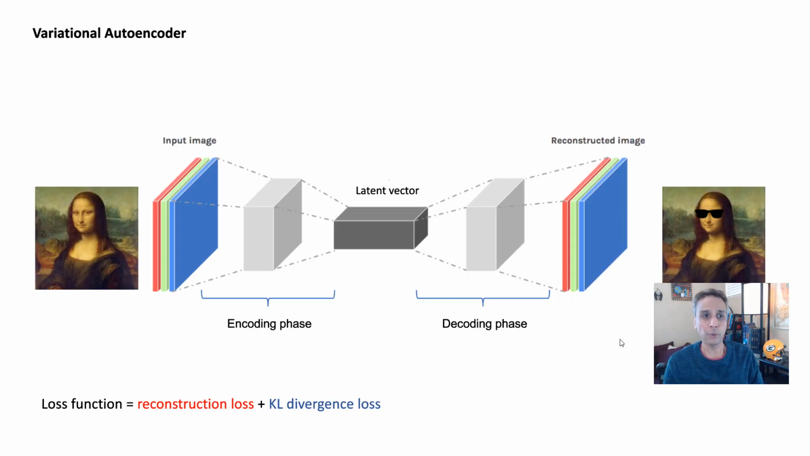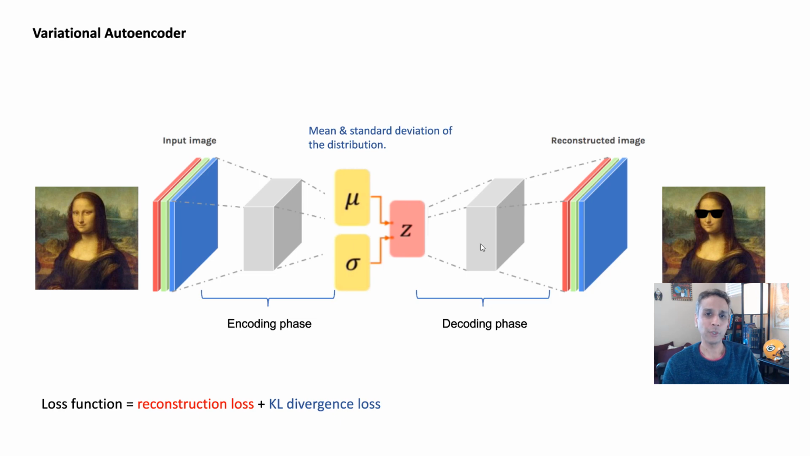An autoencoder is where you have an input image and an output image. In this case, I added sunglasses to Mona Lisa because we are varying Mona Lisa by adding information about sunglasses. The application we're going to do today is not that cool. We are going to do MNIST for now, but this is just an example of how you can modify a latent vector to give you slightly different results.